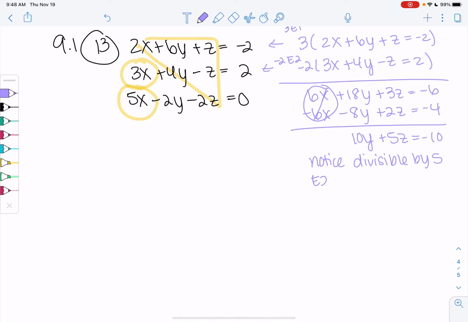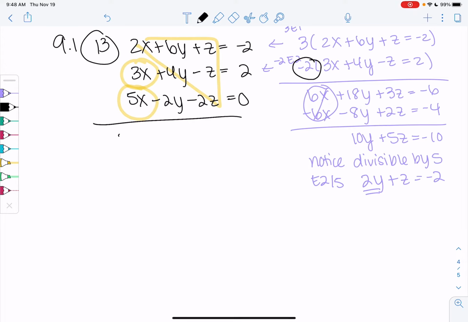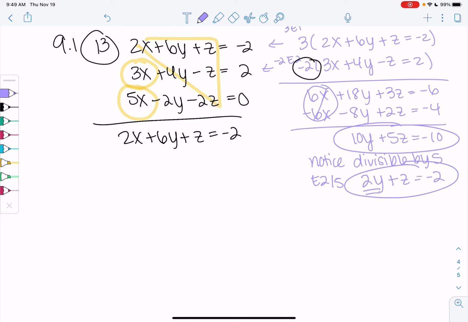So we can do E2 divided by 5, and we get 2y plus z equals -2. Right, it'll be easier to deal with a 2 coefficient than a 10. So you can divide just like you're allowed to multiply. It's the same idea. So our E1 is still 2x plus 6y plus z equals -2. And our new E2 could have been 10y plus 5z equals -10, or I simplified it by dividing by 5, and we get 2y plus z equals -2. So that's allowed if everything is divisible.